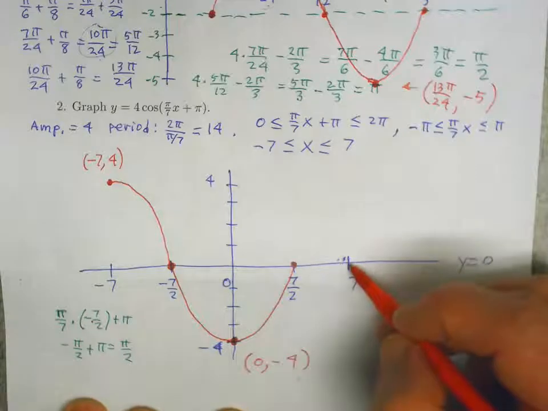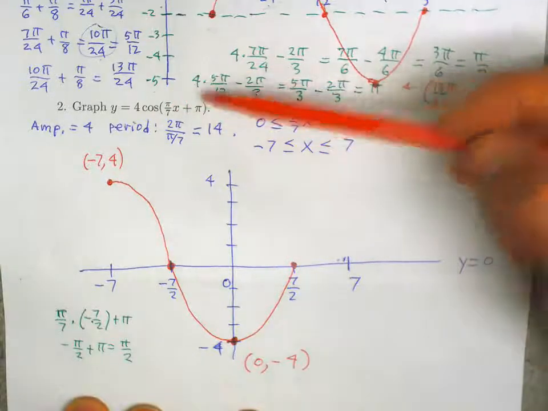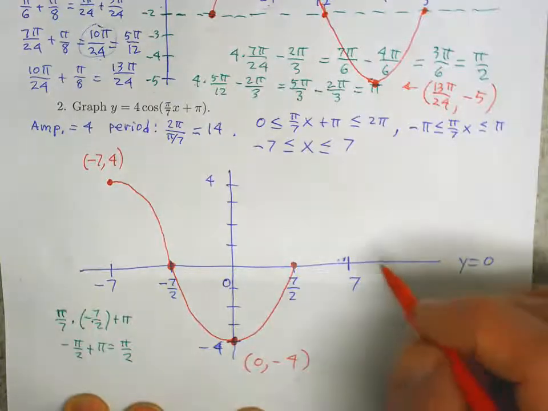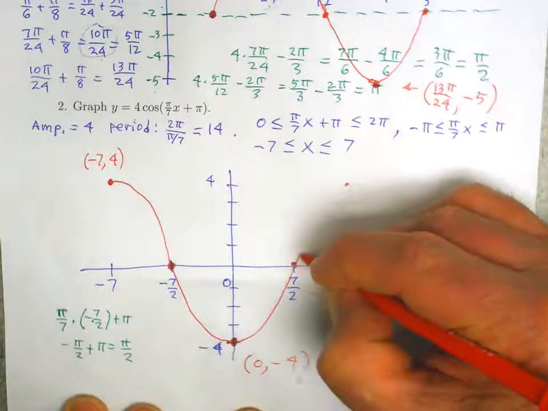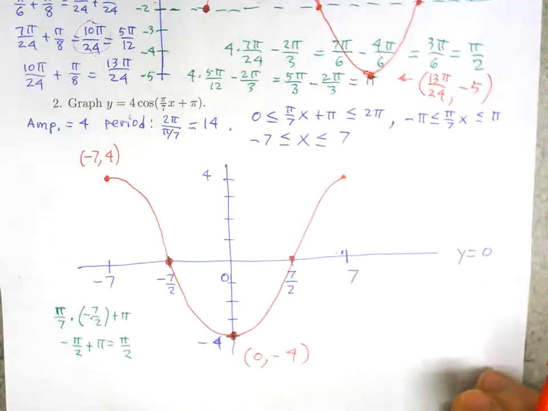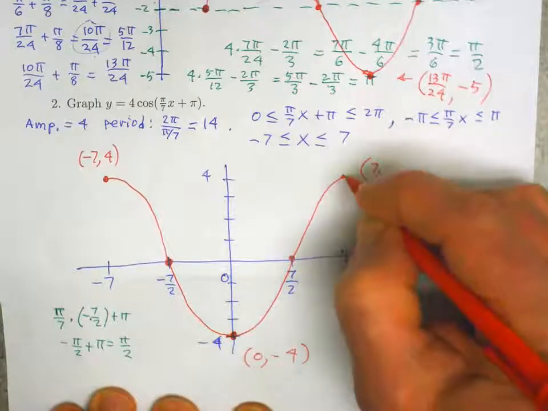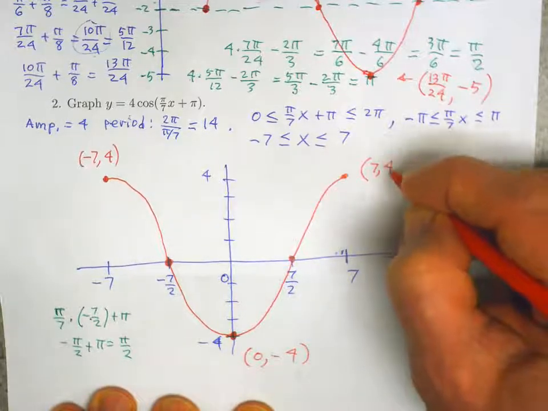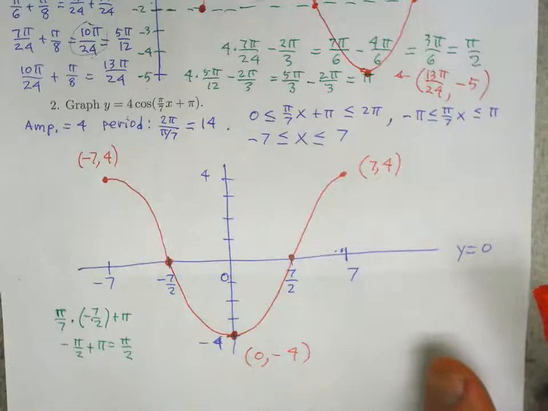And then finally, when x is 7, pi over 7 times 7 is pi. Pi plus pi is 2 pi. Cosine of 2 pi is 1, and 4 times 1 is 4. So we get this point on the graph. Okay, so there's one graph of the cosine function. We'll label this. This is also a maximum, 7, 4. Okay, we'll move on to the next page.